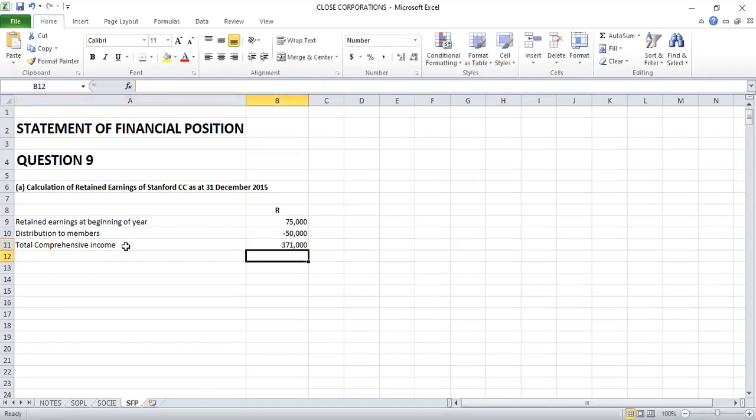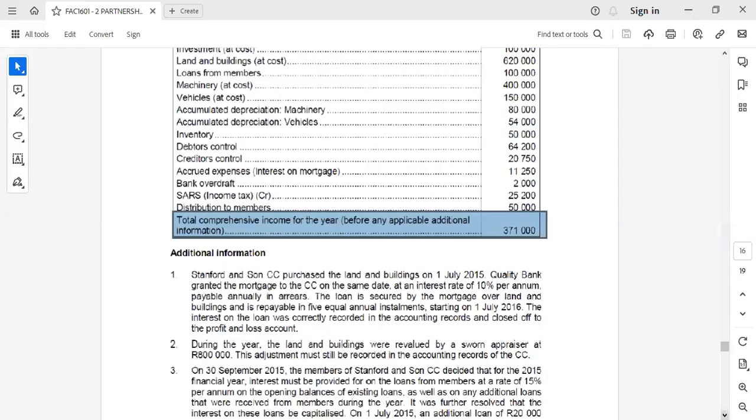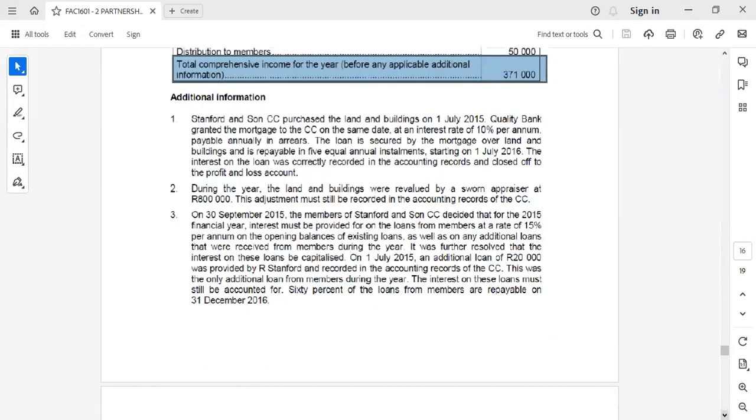So when we look at the additional information, if there are omitted expenses or incomes, or if there were wrong things that were included in the expenses or incomes, we have to adjust for those transactions. We have to adjust for any omissions and errors that were made in the profit or loss when they calculated that profit. Right, let's start from number one.